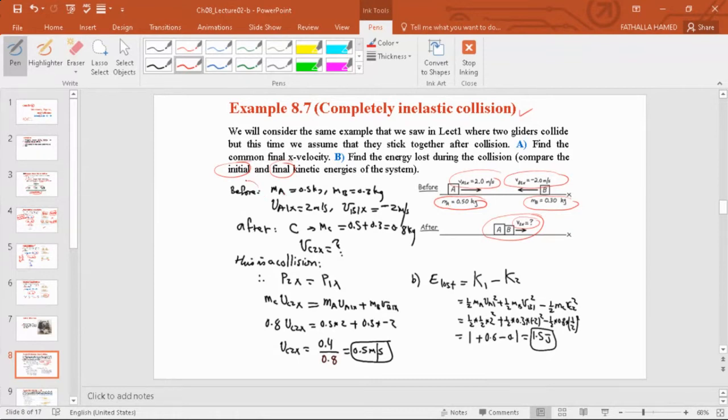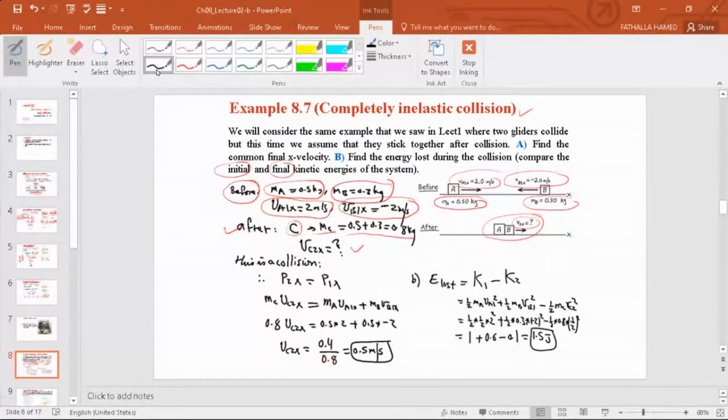So usually what you do is you look at the input. Before, MA is 0.5 kilograms, MB is 0.3 kilograms. VA1x is equal to 2 meters per second. You're only looking at a one-dimensional collision here along the x-axis. And VB1x is equal to minus 2 meters per second because it's moving to the left. After the collision, the two objects combine, and we're going to use a symbol C for it, and we say that MC is equal to 0.5 plus 0.3, which is 0.8 kilograms. And we want to look at the final velocity, and here we say it's VC2x. You don't see VC1x because before the collision, the two bodies were separate. But we use 2 here because that's after the collision.